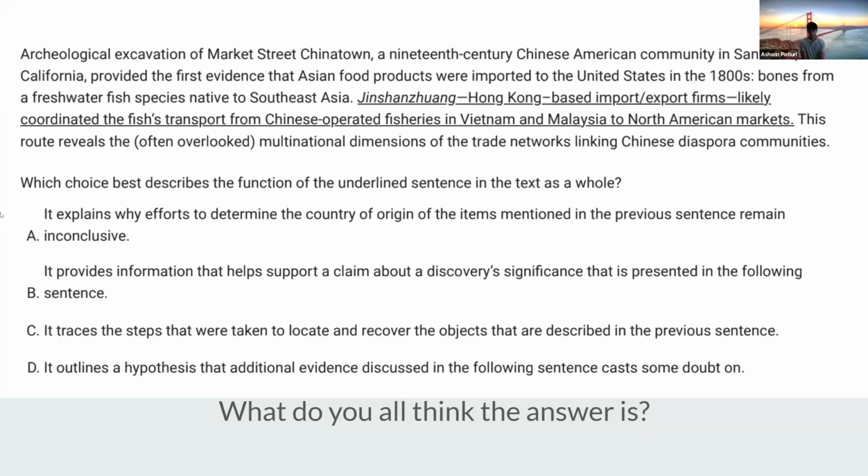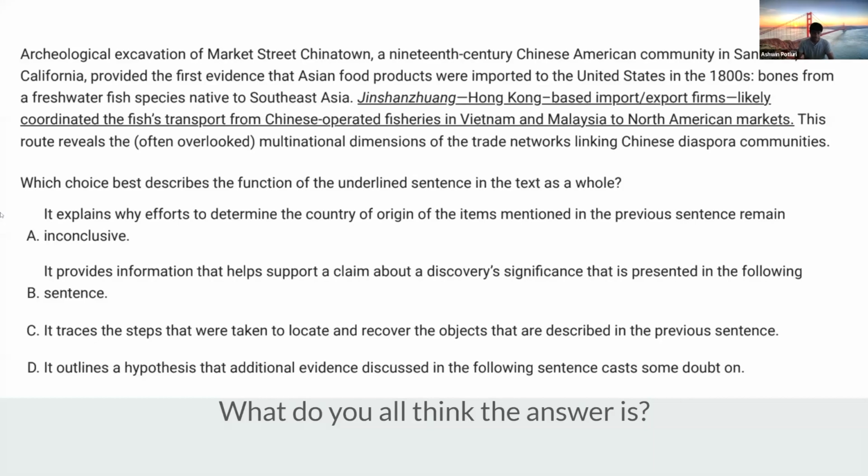And there's nothing else really, there is no other hypothesis or claim necessarily, because they directly introduce us to the evidence, which is that the archaeological excavation showed us that Asian food products were imported to the United States in the 1800s. Right? They go straight to the evidence, technically. So there's not really much of a hypothesis. When I did this question, I thought that there might be a hypothesis, that Asian food products were imported to the United States in the 1800s. Maybe that's the hypothesis, but they go straight to the evidence, so it doesn't make much sense. If anyone has any questions, remember, feel free to ask.